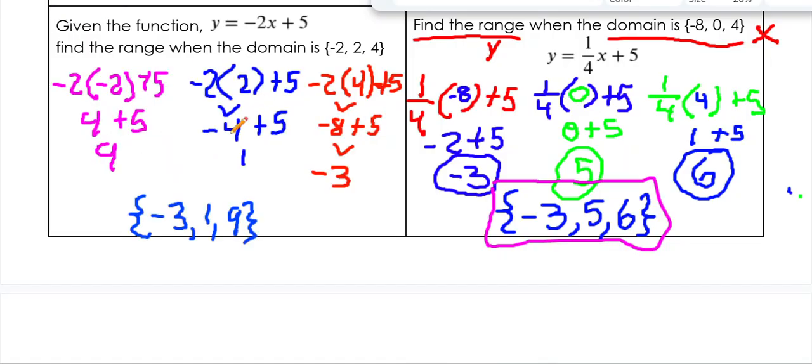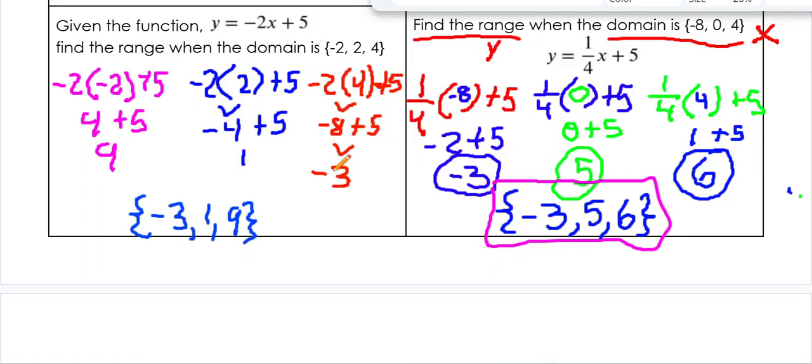All right, hopefully you paused the video and hopefully you did your work and hopefully it looks something like this, okay? So my first one, I plugged in -2. -2 times -2 is 4. 4 plus 5 is 9. My next one, I plugged in 2. That was my next x value. -2 times 2 is -4. -4 plus 5 is 1. My last one is 4, so I put -2 times 4, which is -8. And then I put the plus 5 from my equation. -8 plus 5 is -3.